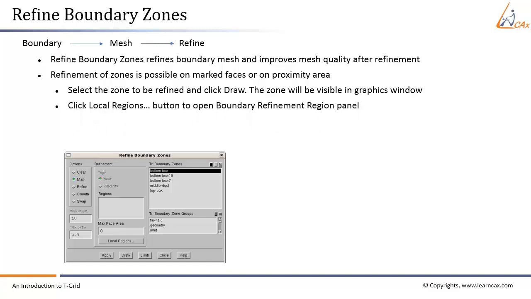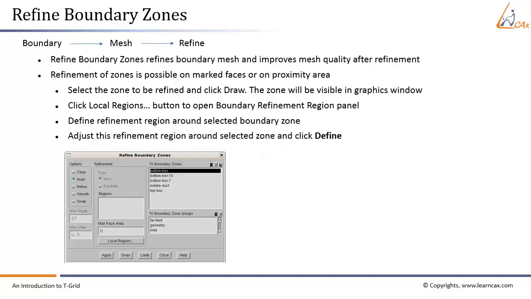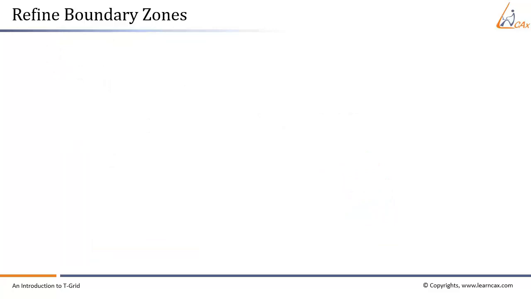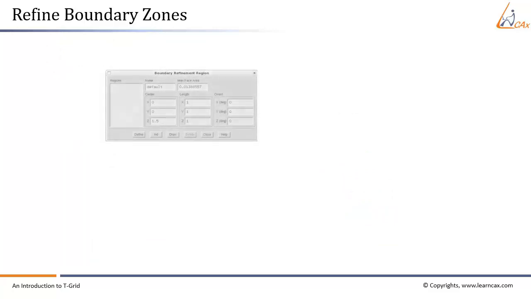Click Local Regions button to open Boundary Refinement Region panel. And then define Refinement Region around selected boundary zone. Adjust this refinement region around selected zone and click Define. The overall procedure will follow the path as shown here.